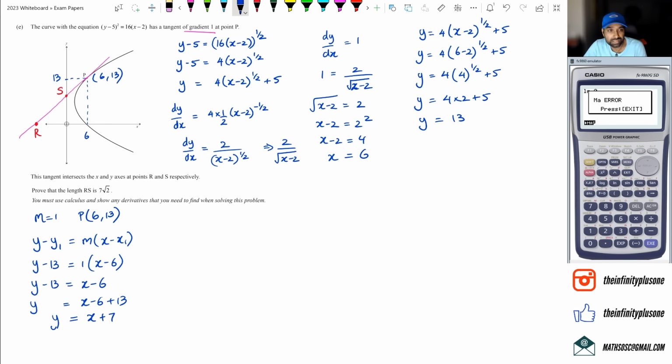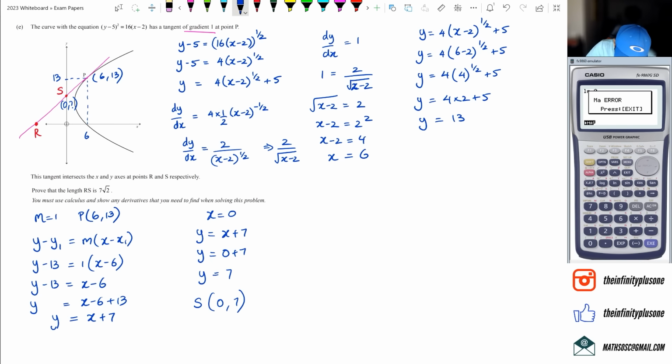Now what I do know is at point S, x is equal to 0, and I need to figure out what the y value is. So when x is equal to 0, y is equal to, the equation of the pink line is x plus 7. So y is equal to 0 plus 7, y is equal to 7. So the point S happens to be at 0, 7.